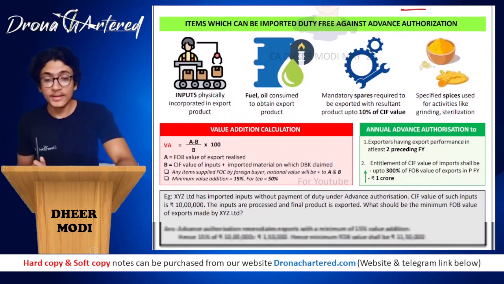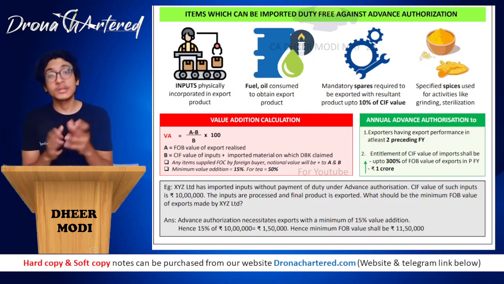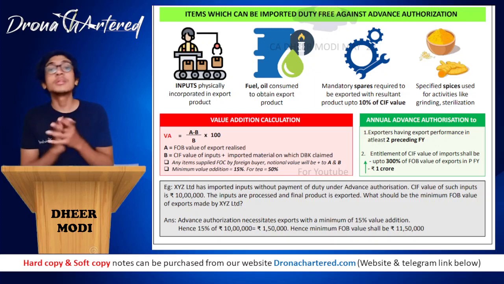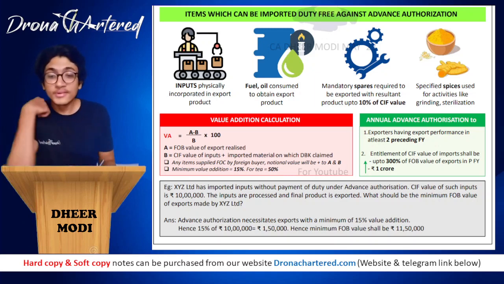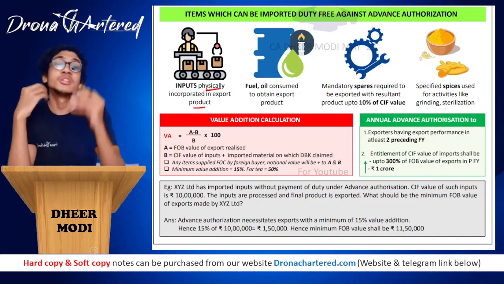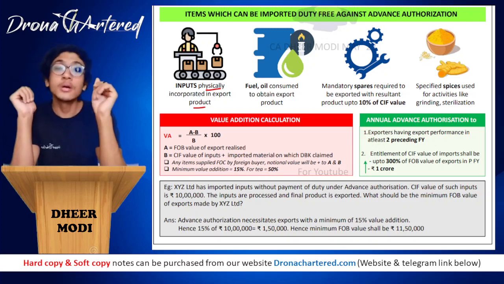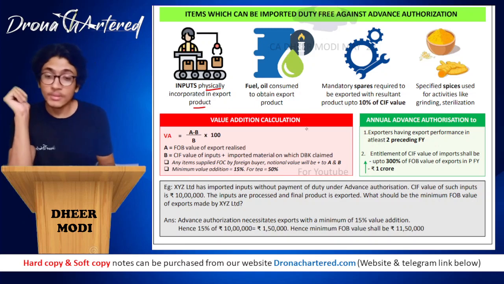Okay. Next is, what are the items which can be imported duty free against advance authorization? So against advance authorization, that means you've already taken the authorization that, boss, I will be needing these goods to manufacture the item that I'm going to export. Which are these items? So first is inputs physically incorporated in the product. Now whichever input, which are raw materials, etc., whatever you will be requiring physically in the export product, all of that will be allowed.